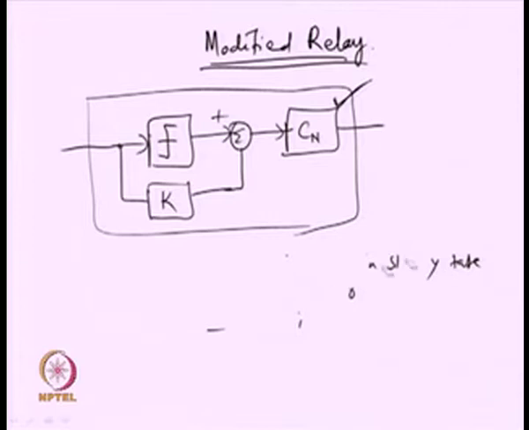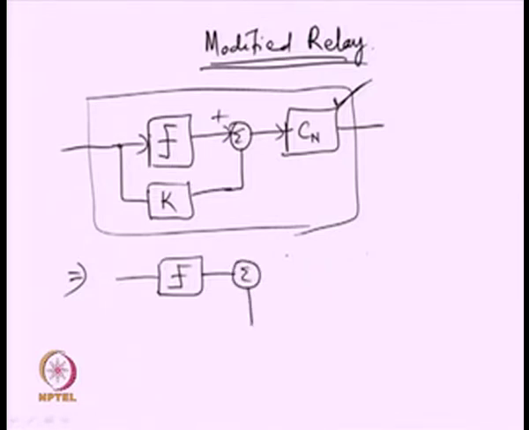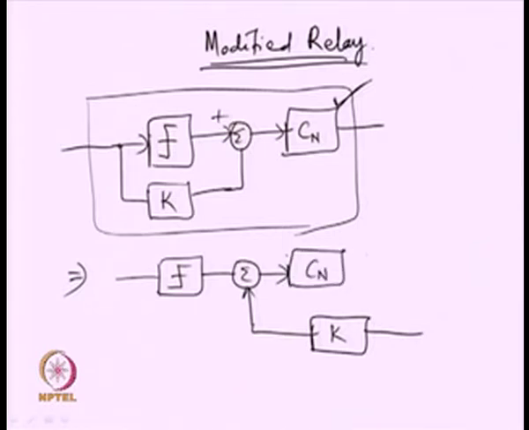Now, how this modified relay can further be represented? This is same as a relay with the gain shown in the feedback path with Cn. Okay. Now, we will connect the modified relay with the TITO system. So, please keep in mind.